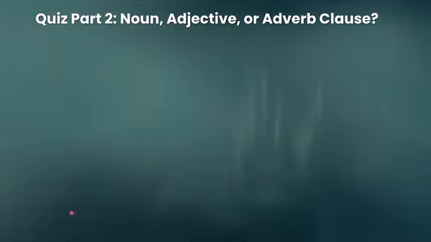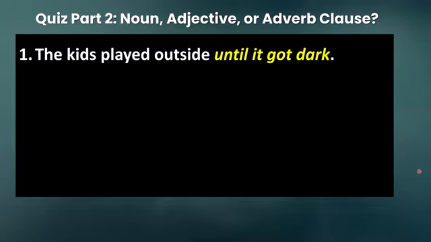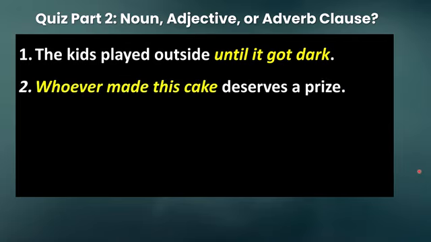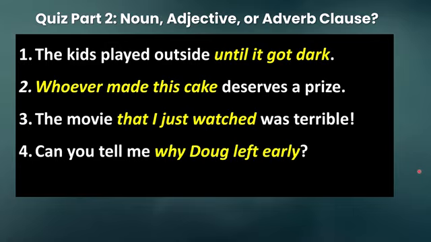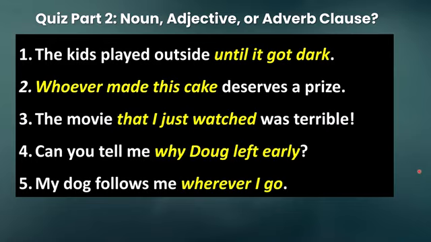So let's move on to part 2. And you must identify if the highlighted clause is a noun clause, adjective, or adverb clause. Number 1. The kids played outside until it got dark. Number 2. Whoever made this cake deserves a prize. Number 3. The movie that I just watched was terrible. Number 4. Can you tell me why Doug left early? And finally, number 5. My dog follows me wherever I go.